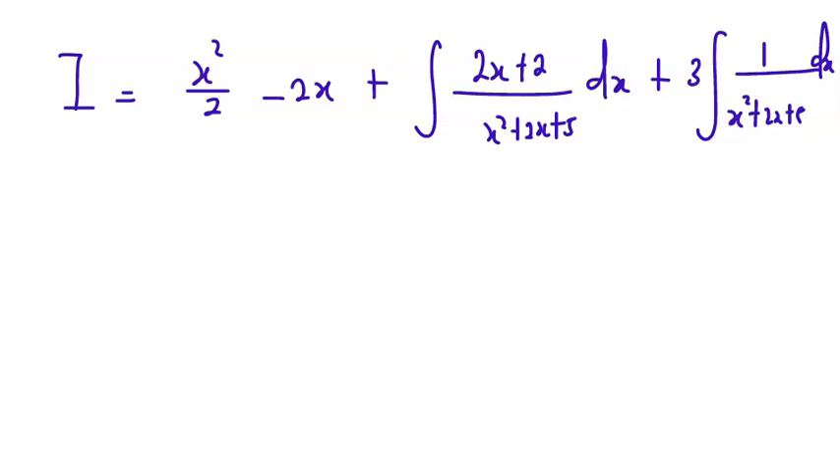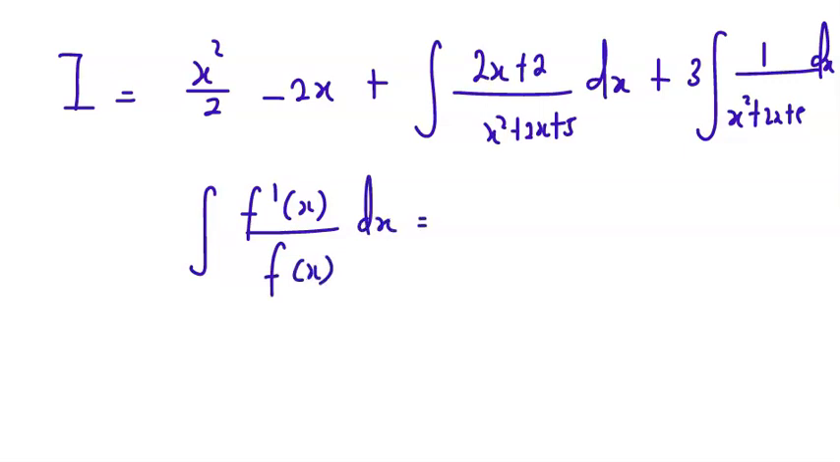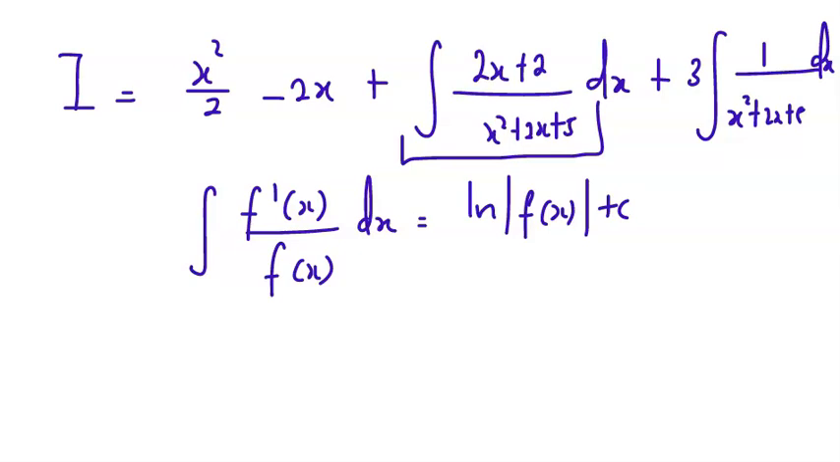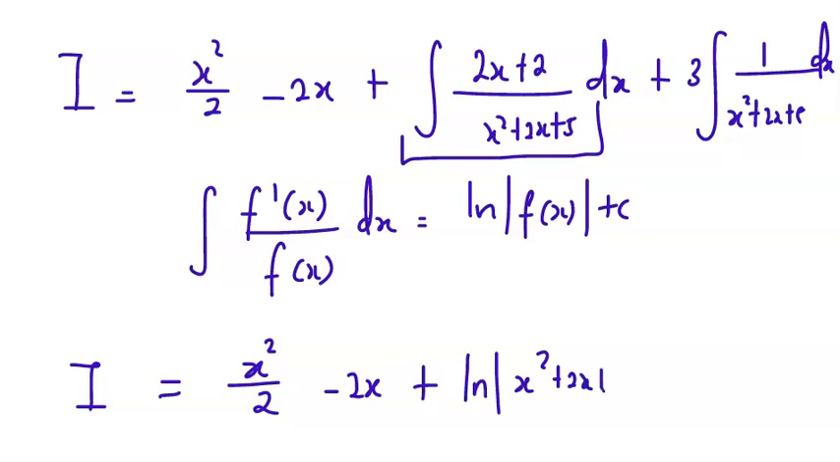So let's recall this property, this standard integral formula. We know that the integral of f prime of x divided by the function itself dx is equal to the natural log of the function itself plus c. Take a look at this place. The derivative of the denominator will give us the numerator. Therefore, that should be the natural log of the denominator. So we get here x squared divided by 2 minus 2x, and then plus the natural log of x squared plus 2x plus 5, and then plus 3 times the integral of 1 over.